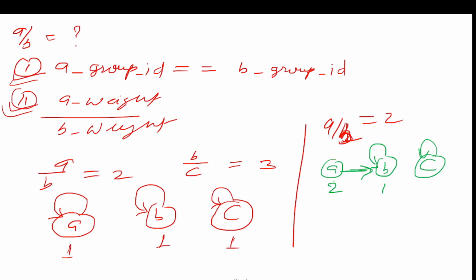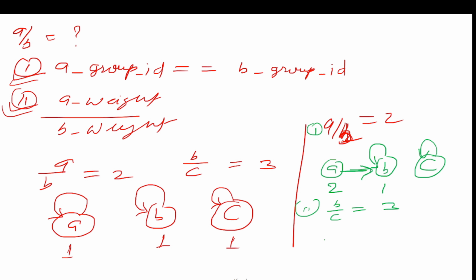Similarly, we can continue the process with the equation b by c, which was 3. If we do the union operation and group b and c together, just as we attached the groups a and b, we attach the group of dividend b to the divisor, c. We update the weight of the group b to reflect the ratio between the two variables. How do we do that?